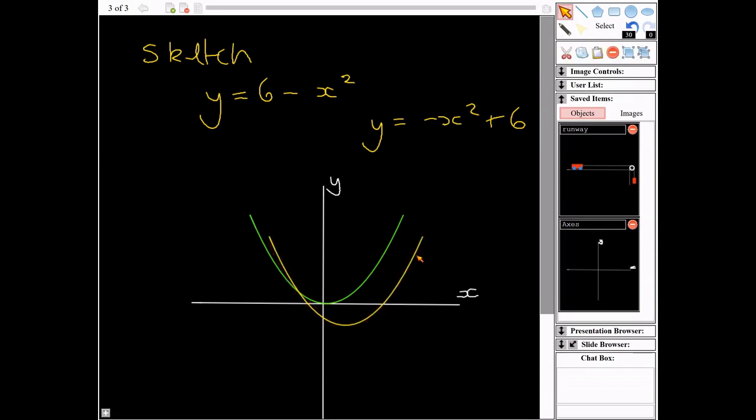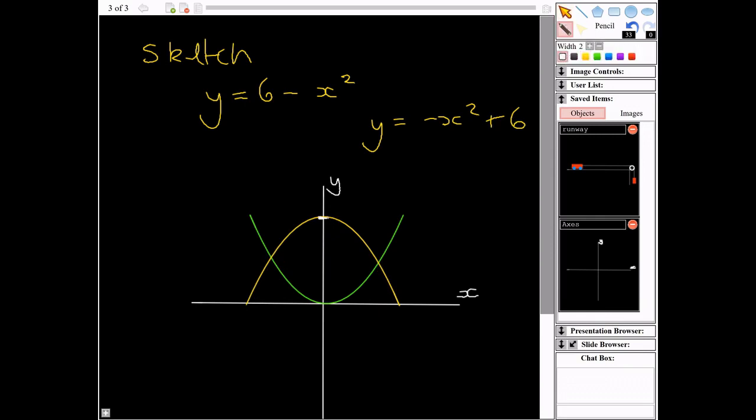And then by having it like that, it's basically going to be inverted. So my curve is going to be upside down like that. All right, so that's going to be the position for the minus x squared there. And then because it's plus 6, I'm going to need to move it up 6. So it would be sort of like that, and then crossing at 6 here.